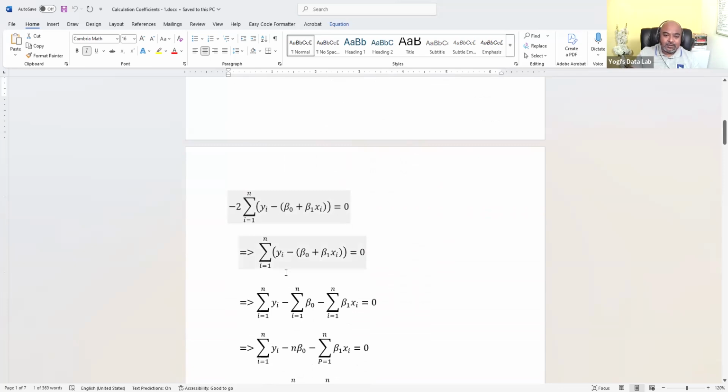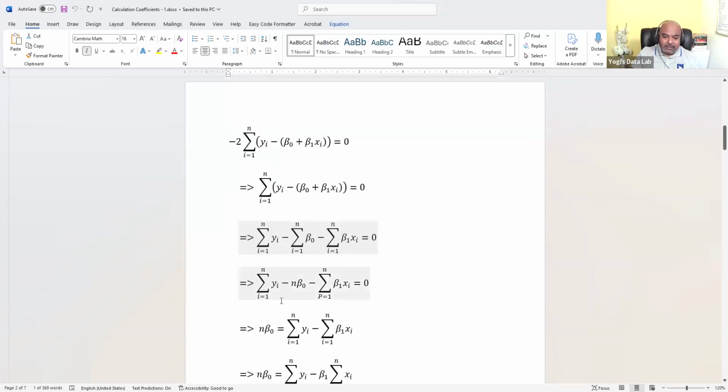When you solve this further, I have moved minus 2 to the denominator, so this is left with only this equation. So you see, you have summation i equals 1 to n of yi minus (beta 0 plus beta 1 xi) equal to 0. Now let us expand this equation. When I expand this, what I see is summation i equals 1 to n yi minus summation i equals 1 to n beta 0 minus summation i equals 1 to n beta 1 xi equal to 0.